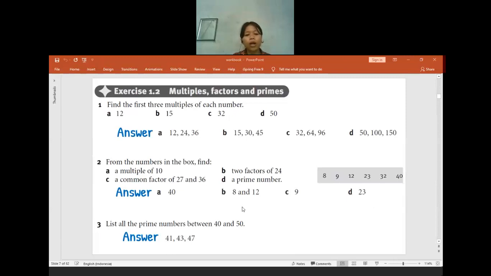So 12 times 1 is 12, 12 times 2 is 24, 12 times 3 is 36. So the first 3 multiples of 12 will be 12, 24, 36.